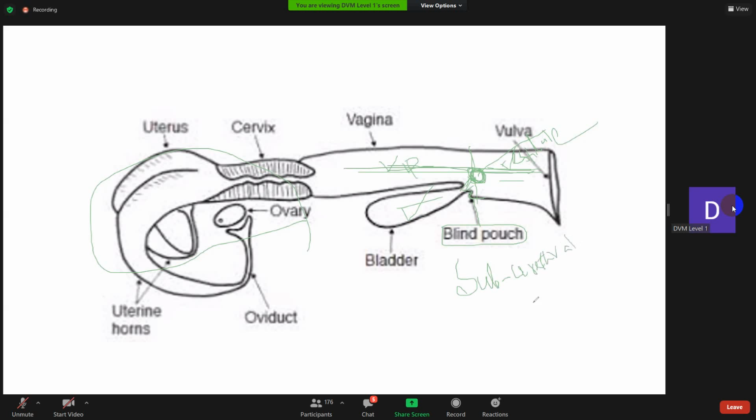Suburethral diverticulum. Very important, because when you go for artificial insemination and push the straw straight, it will touch here. That's why when you want to inseminate, the direction of the straw will be oblique, so that you can reach here and deposit semen here.